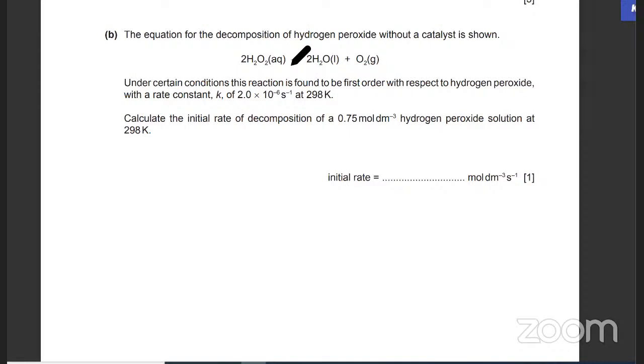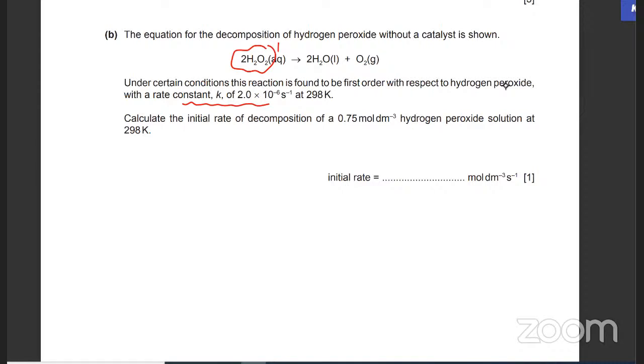So next one, the equation for the decomposition of hydrogen peroxide without a catalyst is shown. Under certain conditions, this reaction is found to be first order with respect to hydrogen peroxide. Okay. Under certain conditions, so first order, right? With the rate constant also given. That's 2 times 10^-6. Calculate the initial rate of decomposition of 0.75 mol per dm3 H2O2.